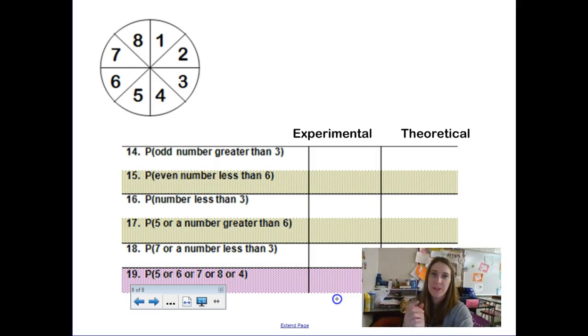Just remember, probability is always the number of successes out of the total number of trials. I prefer your probability written as a fraction. Of course, I'll take a decimal or a percent. We're going to get into more complicated probability next. Conditional probability, it's always a good time. And then multiple events as well.